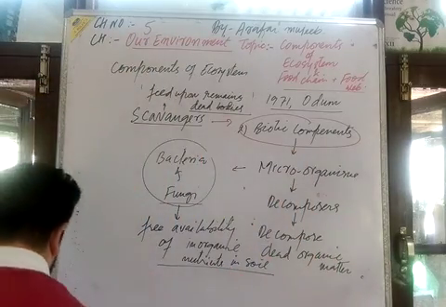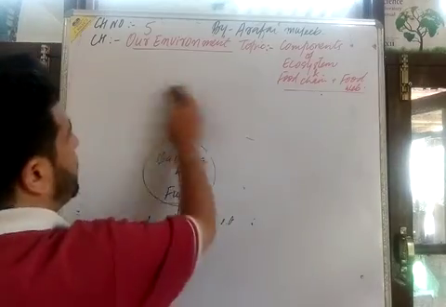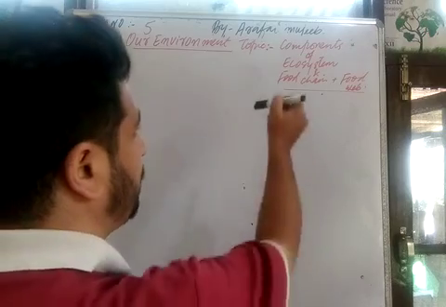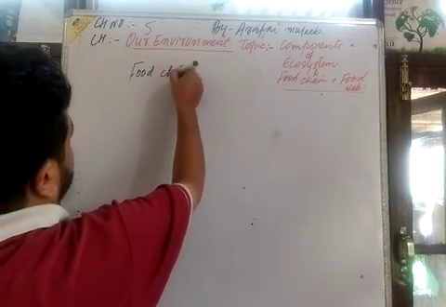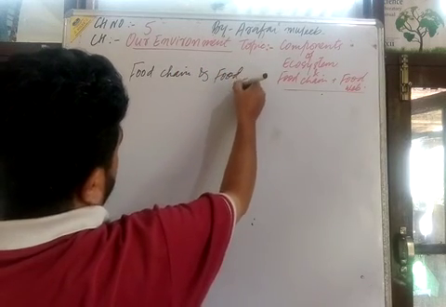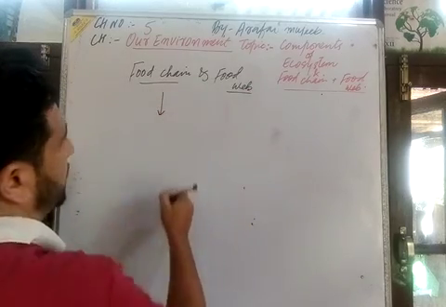And now we will move ahead. Now it was about the components of the ecosystem. Now I will take up the topic of food chain and food web. What is a food chain?